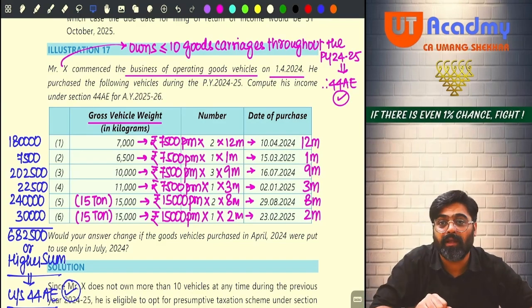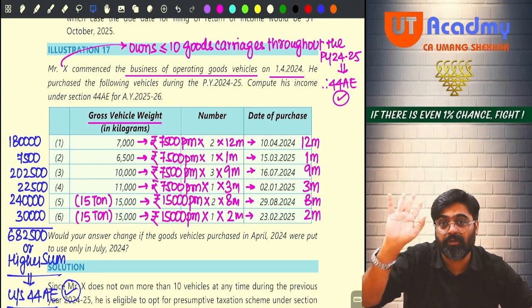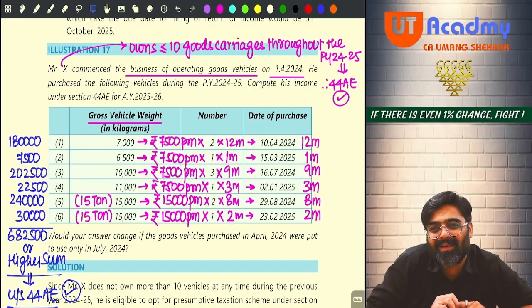So for the first vehicle, 7,500 into 2 vehicles into 12 months will be the minimum amount which you are going to show for these vehicles. So that will be 1,80,000.